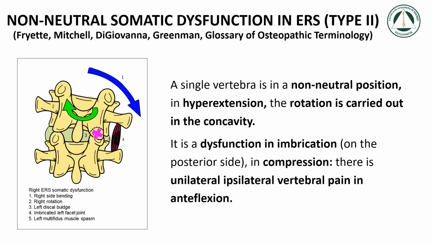Non-neutral somatic dysfunction in ERS, type 2. A single vertebra is in a non-neutral position. In hyperextension, the rotation is carried out in the concavity. It is a dysfunction in imbrication on the posterior side. In compression, there is unilateral ipsilateral vertebral pain and anteflexion.